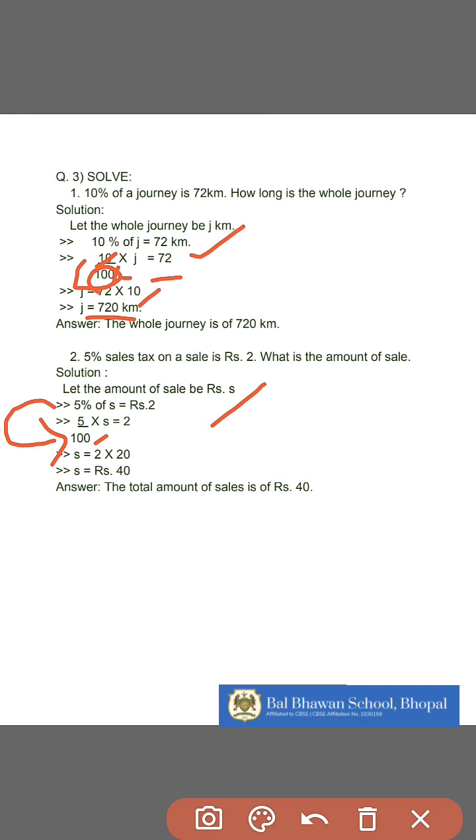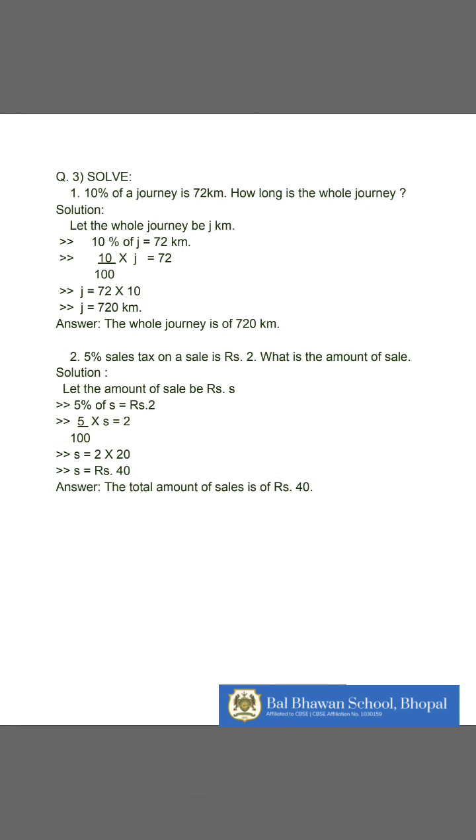Now 5 and 100 can be cancelled by the table of 5. So 5 ones are 5 and 5 20s give 100. This 20 in the denominator will go on the other side and get multiplied with 2. So s will be equal to 2 into 20, that is s is equal to rupees 40. So the total sale amount is rupees 40.